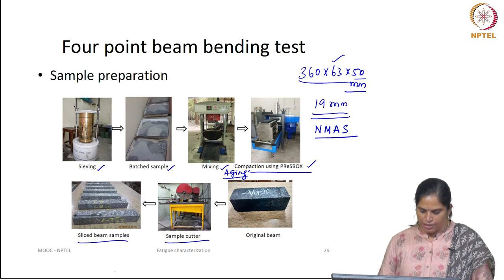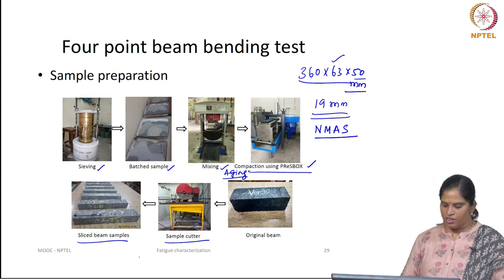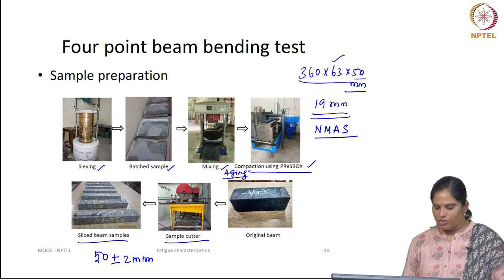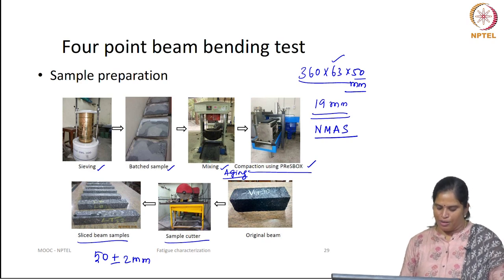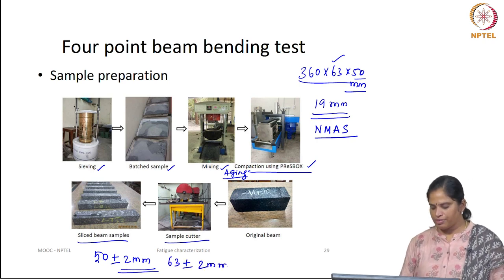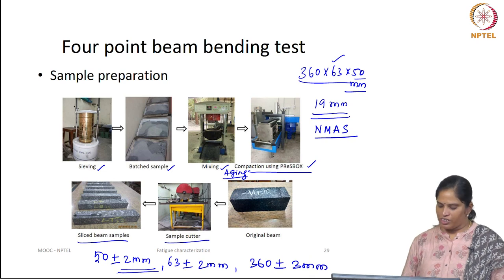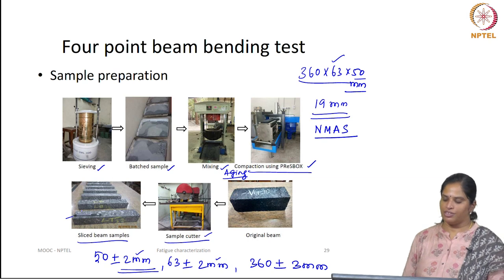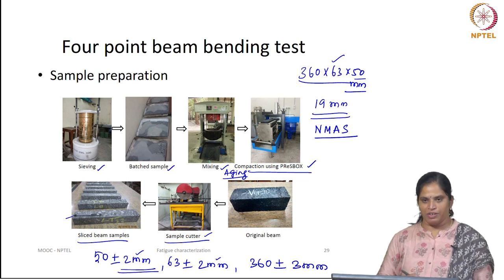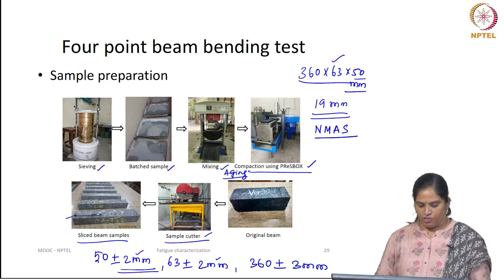Here while slicing the beam, we have to be careful about the dimensions. ASTM mentions 50 plus or minus 2 mm. So the tolerance provided is only 2 mm. 63 plus or minus 2 mm. And again 360 plus or minus 3 mm. So the tolerance range is only 2 mm or 3 mm, which is very small. So slicing plays a very critical role in obtaining the required beam samples. Once you get the beam sample, wrap it up and keep it so that there will not be any steric hardening of the sample, and then use it for testing.